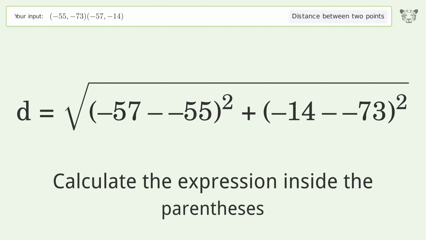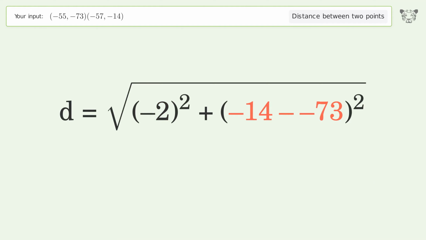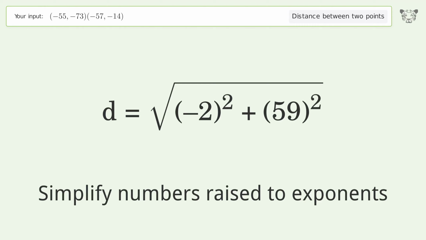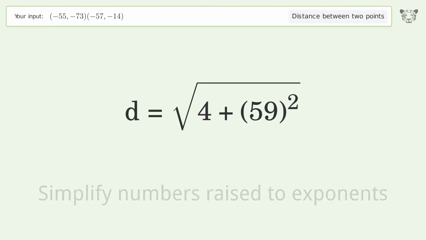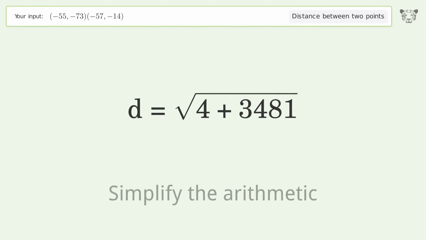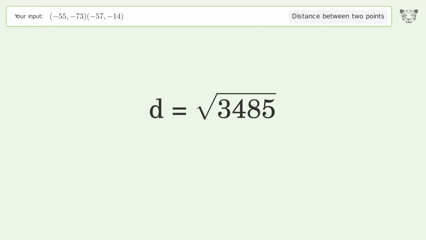Calculate the expression inside the parentheses. Simplify numbers raised to exponents. Simplify the arithmetic. And so the distance between the 2 points is the square root of 3,485, or 59.034.